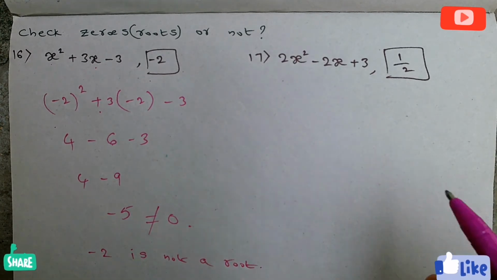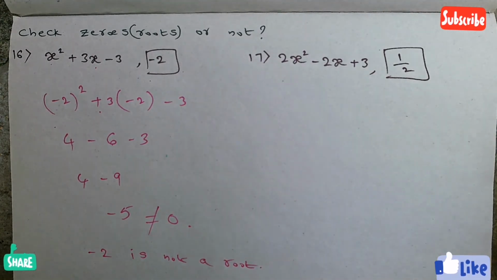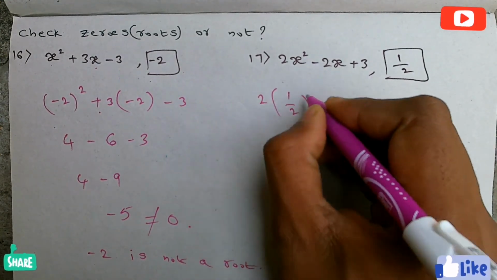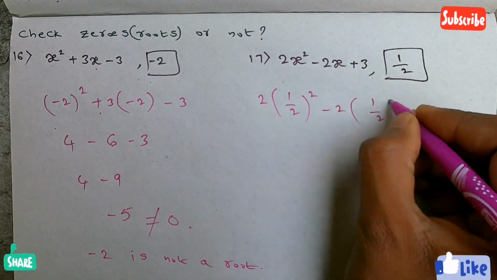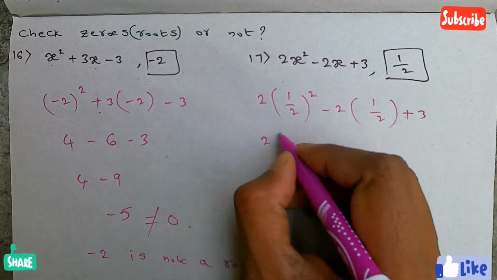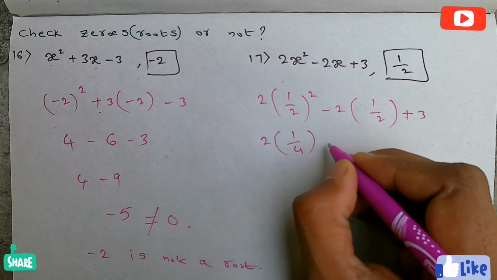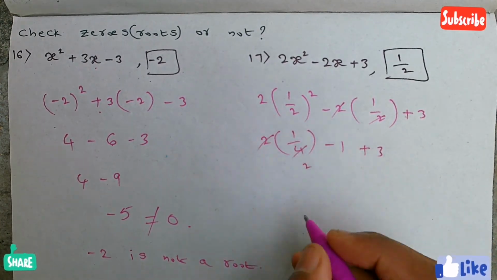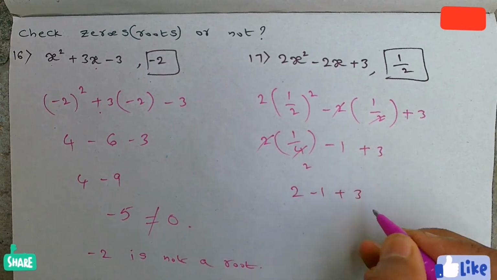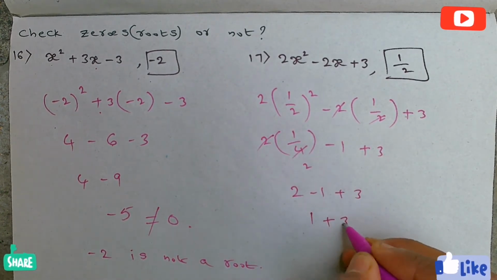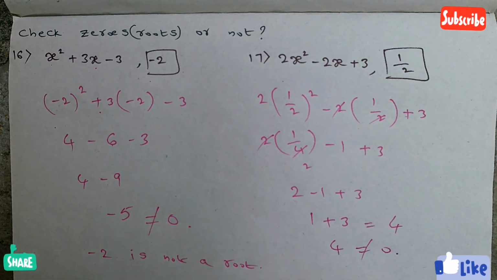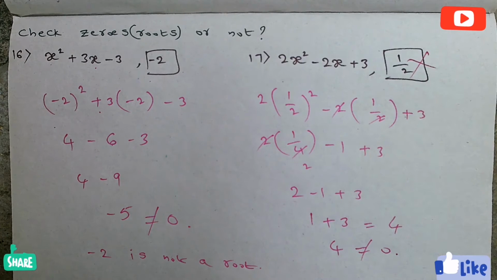Let us check the next question. 2x square minus 2x plus 3 and he is asking to check for 1 by 2. So 2 into, in the place of x, 1 by 2 whole square minus 2 into 1 by 2 plus 3. 2 into 1 by 2 whole square is 1 by 4. 2 cancels, minus 1 plus 3. 2 1s are 2, 2 2s are 4, so 2 minus 1 plus 3, that is 1 plus 3, 4. This 4 is not equal to 0. So we can conclude that this 1 by 2 is also not a zero.